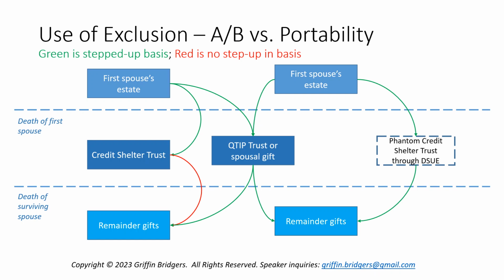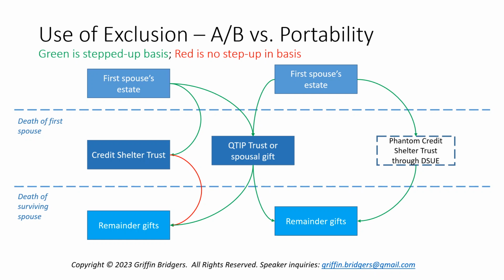But really what I want to emphasize here is, when we're looking at AB versus portability planning, the centerpiece is this idea of a QTIP elected trust or a spousal gift that defers estate tax until second death, against which the survivor can use their own applicable exclusion amount, which includes their basic exclusion, currently $12,920,000, plus the DSUE, if any is preserved.